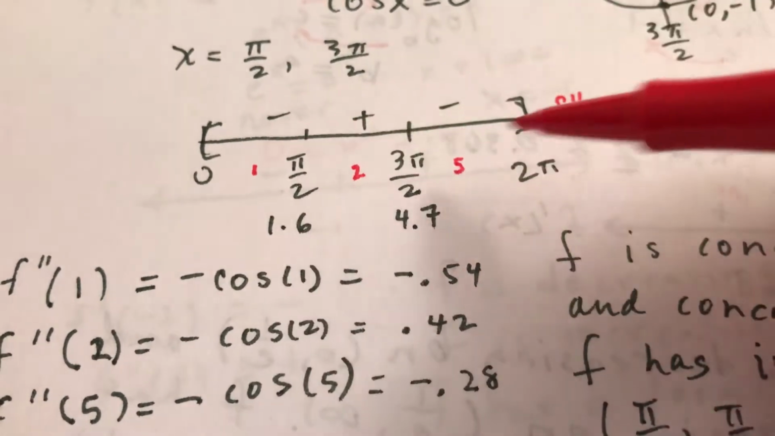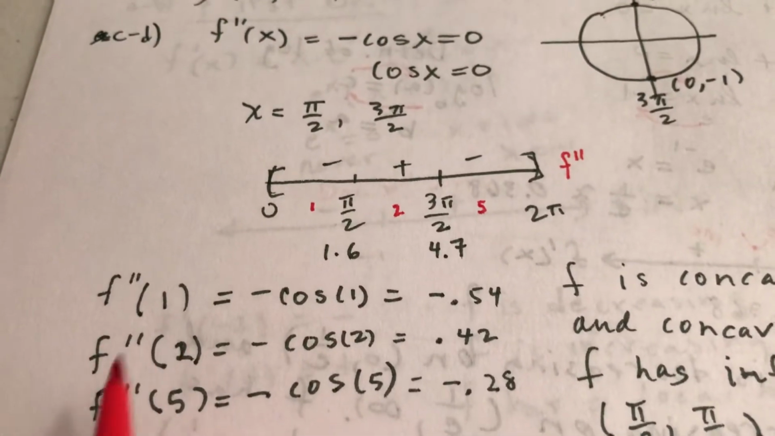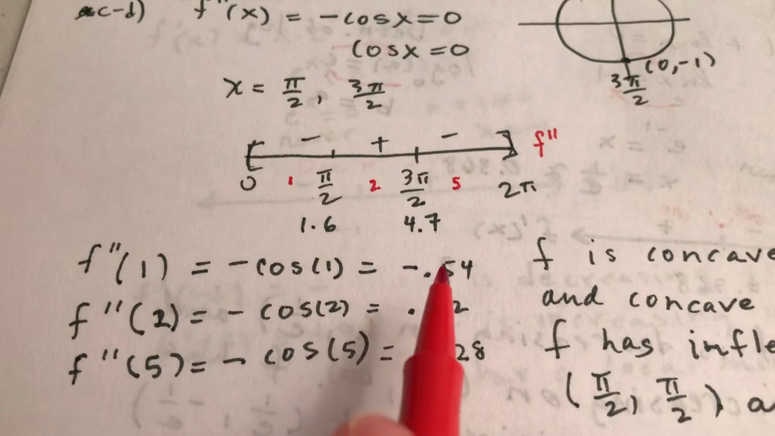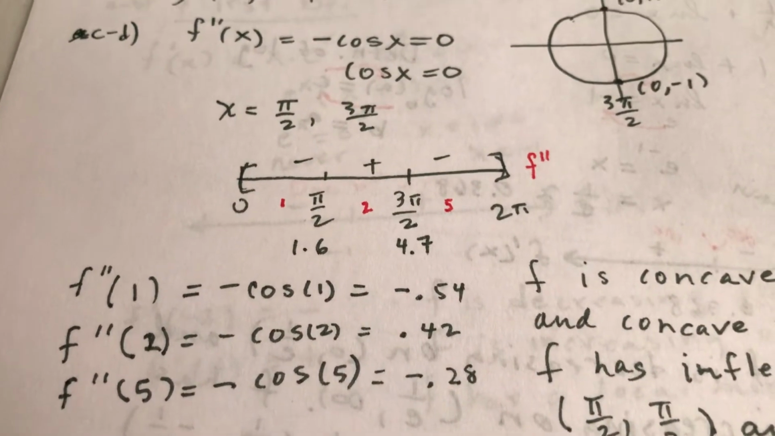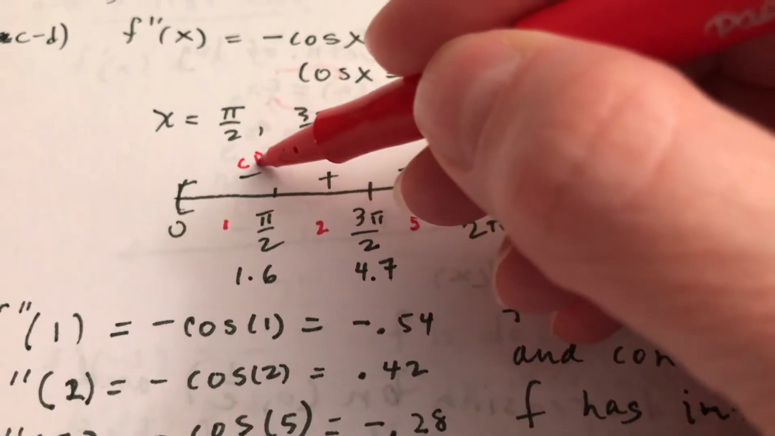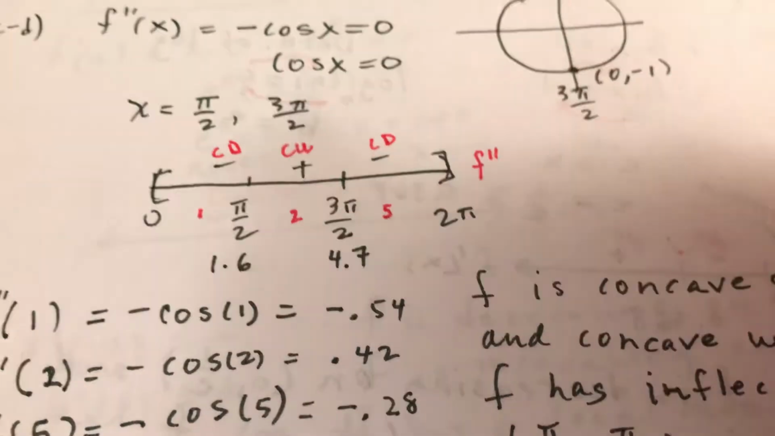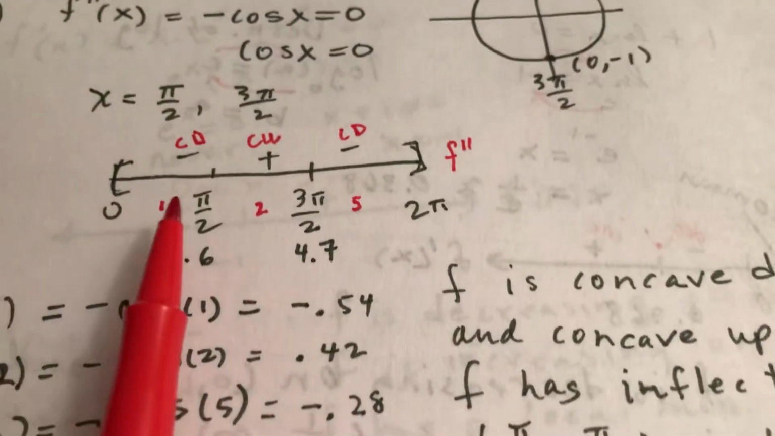I'm trying these different values just to see what the sign of the second derivative is. I put in 1, I put in 2, and I put in 5, and I got negative, positive, negative. So there was a change of sign. And remember, negative means concave down and positive means concave up. And a change of concavity is inflection. So I have 2 inflection points here.